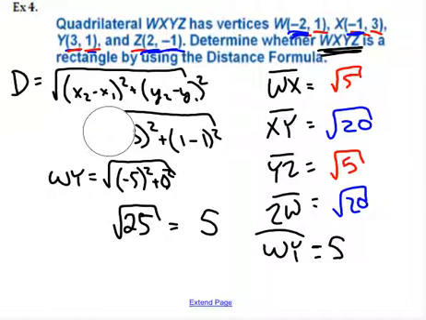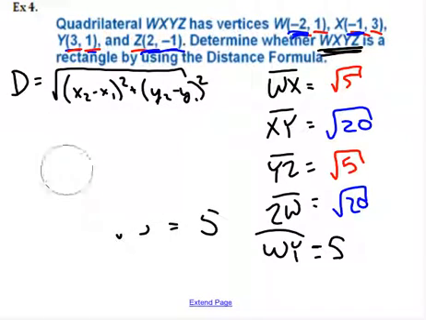Alright, eraser's coming. I wasted my time. I'm sorry I wasted your time. But we need to do this correctly. So then WY, and then XZ. Alright, so X to Z, notice how I skipped one.